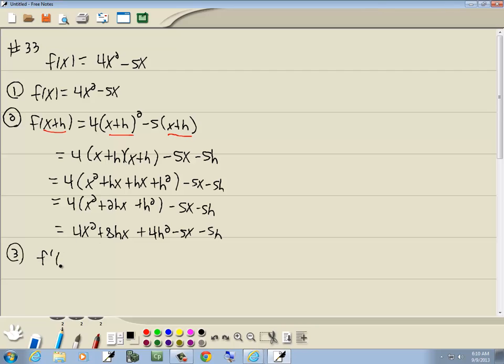Step 3. Plug it into our formula. We've got the limit as h goes to 0 of f of x plus h minus f of x, all over h.